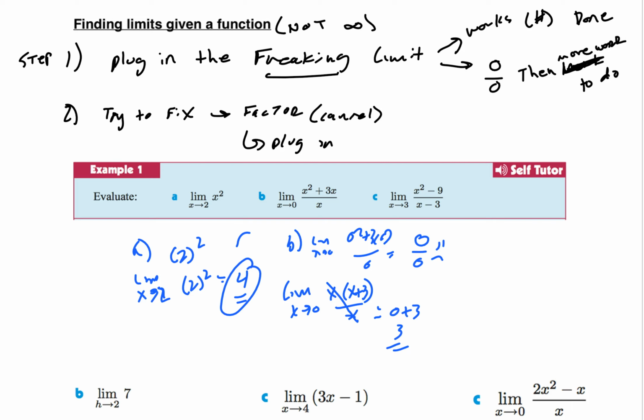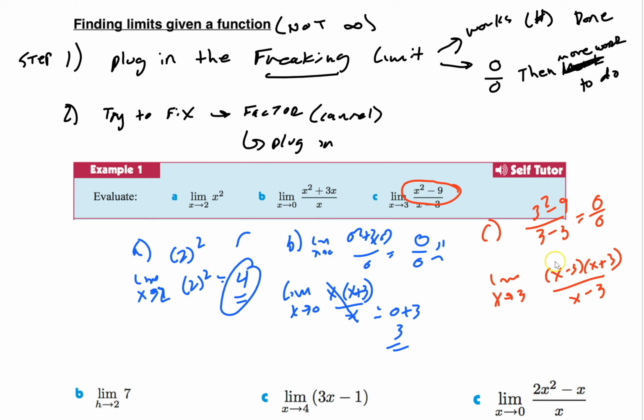All right, let's look at C over here. Same idea. Step 1, plug in the limit. So I'm going to get 3 squared minus 9 over 3 minus 3. Again, I get 0 over 0. So that means you have work to do. We have to factor. So let's go limit as x approaches 3. Hey, the top's a difference of 2 squares. Don't we love algebra? That's x minus 3 times x plus 3 over x minus 3. These cancel. And now you can plug your 3 in. We get 6.